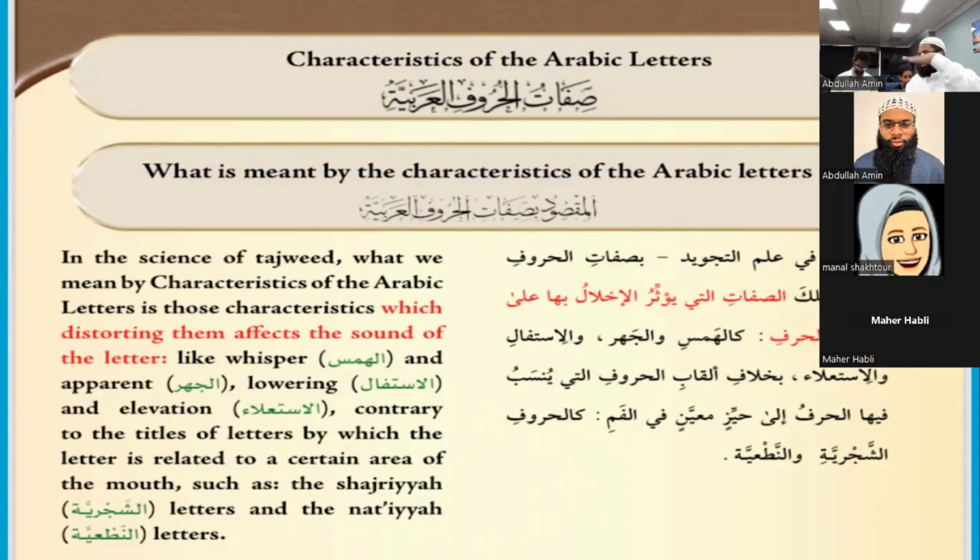Lowering and elevation. The back of the tongue goes up and the sound is raised, goes to the top, goes to the dome, and it echoes off of the dome of the mouth. So the sound that we're talking about is the direction of the sound. But in order to make that direction of the sound, the tongue has to do something in the back. So here, lowering for istifal and elevation for isti'la.